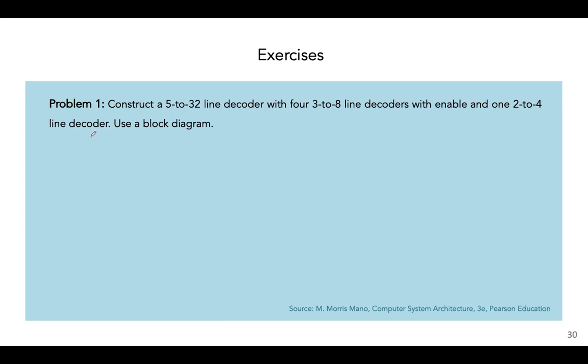Use a block diagram. So what you need to do is, we are given 4 3 to 8 line decoders with enable and one 2 to 4 line decoder, and we are supposed to design a 5 to 32 line decoder. This is basically what decoder expansion was all about, when we have to design a larger decoder using a bunch of smaller decoders. So let's see how we can proceed with this problem.